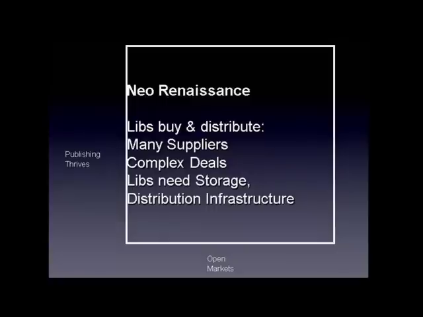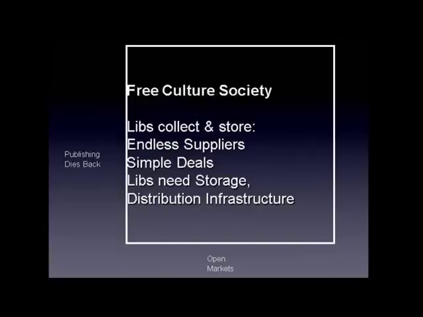What if the neo-Renaissance happens? Libraries have the opportunity to buy and distribute from many different suppliers. It's very complex because there'll be so many different sources of content, and in an open market, you don't need to deal with it. The libraries would need to have a storage and distribution infrastructure to keep all this stuff. And in a free culture society, there are endless suppliers. Every schmuck who ever wanted to write a book is now a supplier. Maybe it's good, maybe it's bad, who knows? But if your patrons are asking for it, maybe we ought to have a copy of it. In the same state, libraries would need a storage and distribution infrastructure.